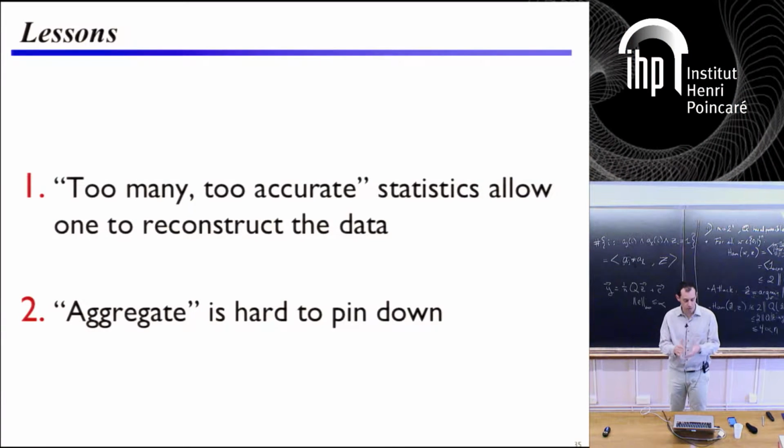All right, so I will start again. We ended on the idea that too many, too accurate statistics allow one to reconstruct the data, and that this notion of aggregate is hard to pin down. So what we'll do now is get into more formal ways of doing that.